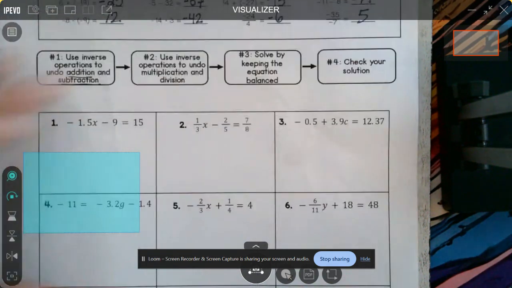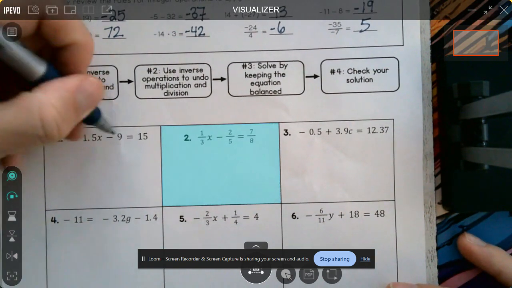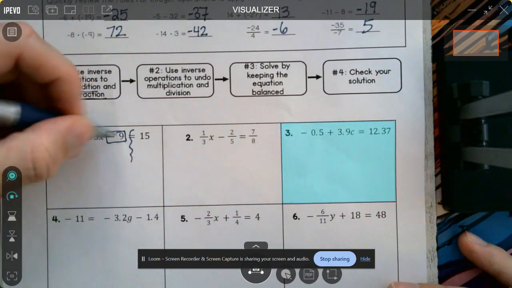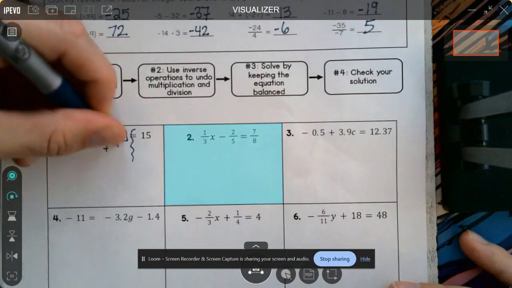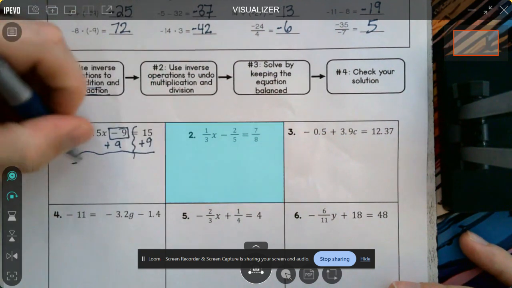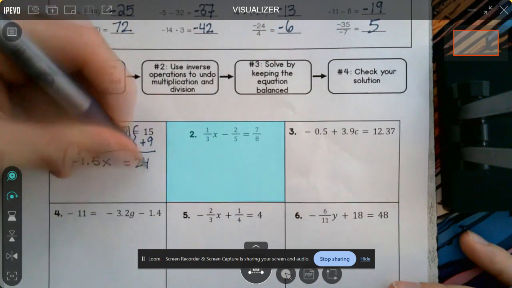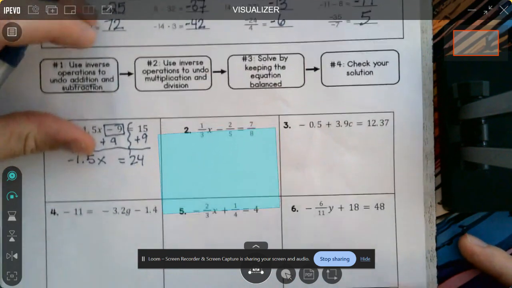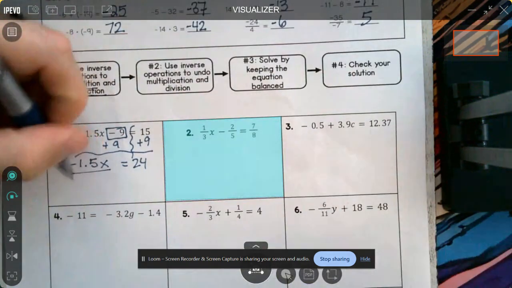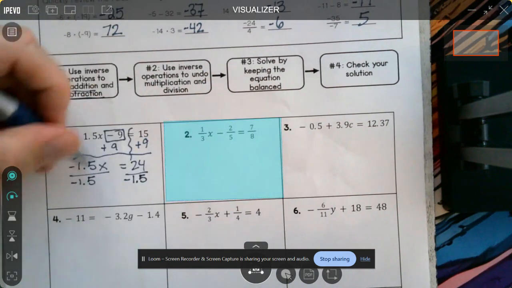So let's do it. Number 1, we have to get rid of addition and subtraction first. So we have to get rid of this minus 9. To get rid of a minus 9, we do the opposite by adding 9 to both sides. We're left with negative 1.5x equals 24. Now, we can use a calculator for this. How do we get rid of multiplication? We divide. So I'm going to divide by negative 1.5 on both sides.